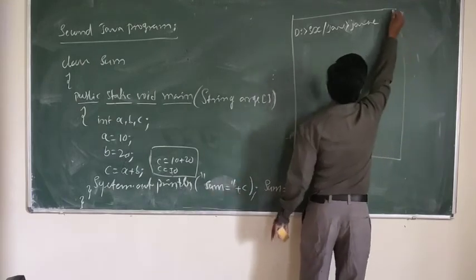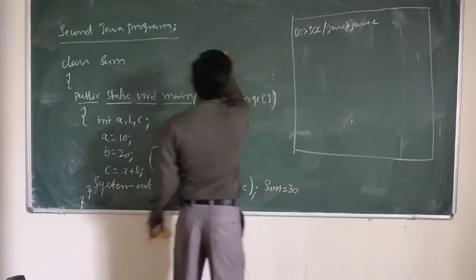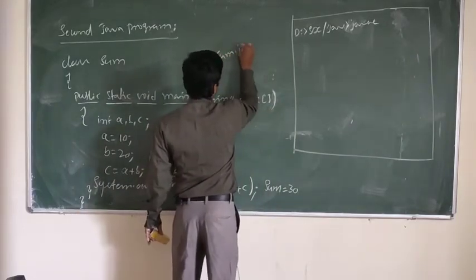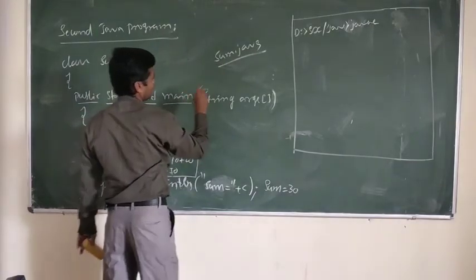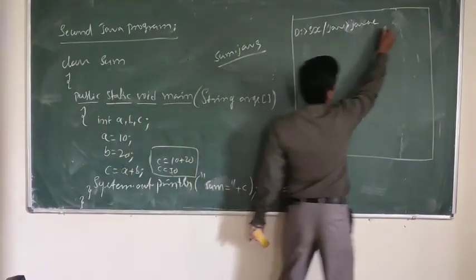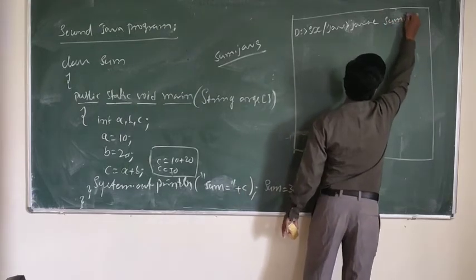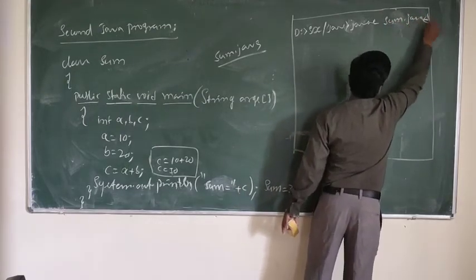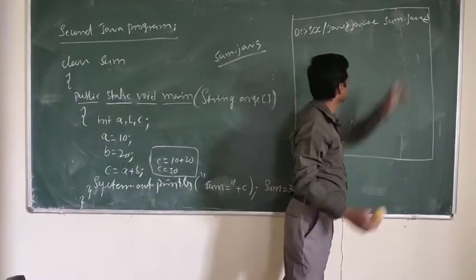As I told you, the file name should be the class name. What is your class here? Sum.java. So always the class name should be the file name. Now javac space filename.java. The file name is Sum.java. Enter. Compile the program using the command javac space filename.java.